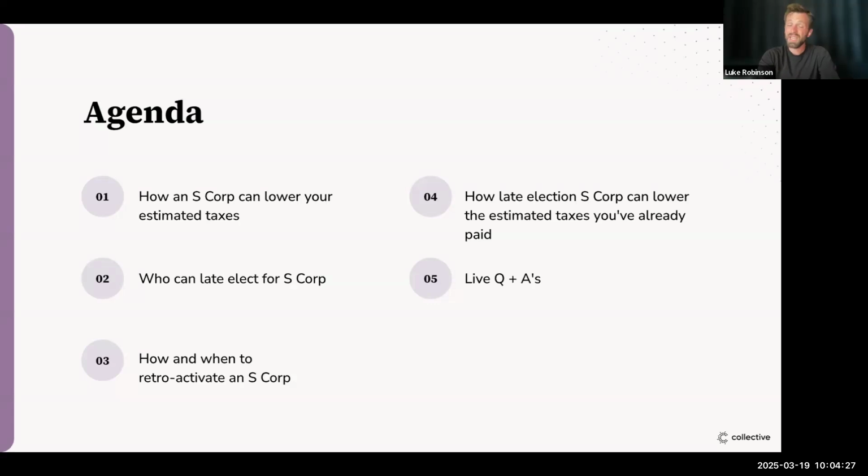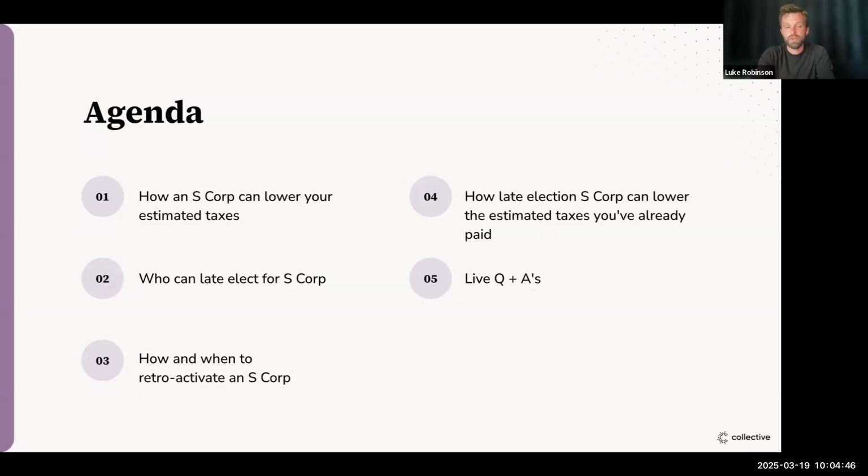Because right now, technically, we're past the deadline for a timely S Corp election for 2025. This year, that was March 17th. So it was a couple days ago. And so technically, any S Corp elections made right now are late. So we'll talk about how that works and, is that even possible?